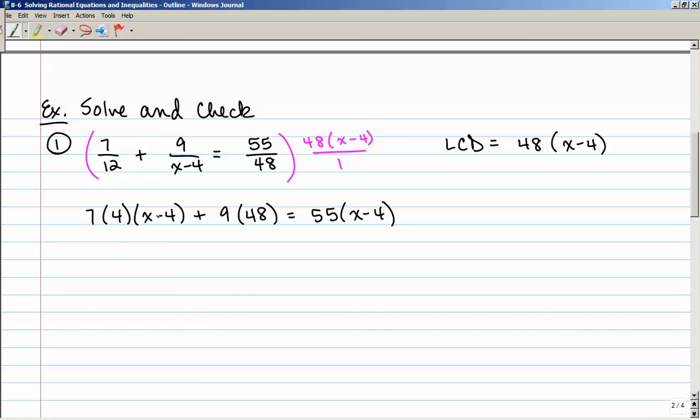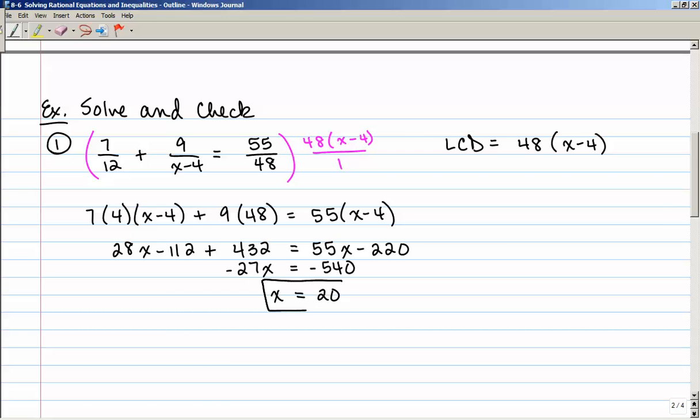So 7 times 4 times x minus 4 is going to give me 28x minus 112, plus 9 times 48 is 432, and that equals 55x minus 220. Yes, they're big numbers, but it's not that bad. So simplifying that and moving things around, subtracting 55x from each side is going to give me a negative 27x equals, and then moving these over here, a negative 540, and then dividing both sides by negative 27, x is equal to 20.